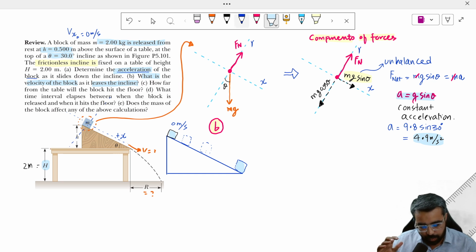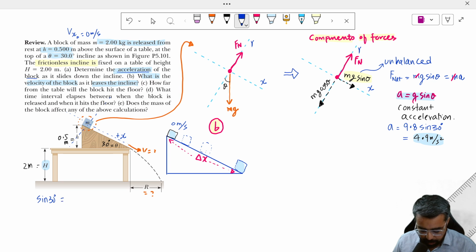To find this, we have to find first of all what is the displacement covered, right? Delta x. This is what you have to find out, and we can easily find it because the h value is 0.5 meters and the angle is 30 degrees. So you can apply trigonometry, and you know sin 30 is equal to opposite over hypotenuse, that is the displacement covered. So if you want to find the displacement covered, that should be 0.5 over sin 30, and that should be equal to 1 meter.